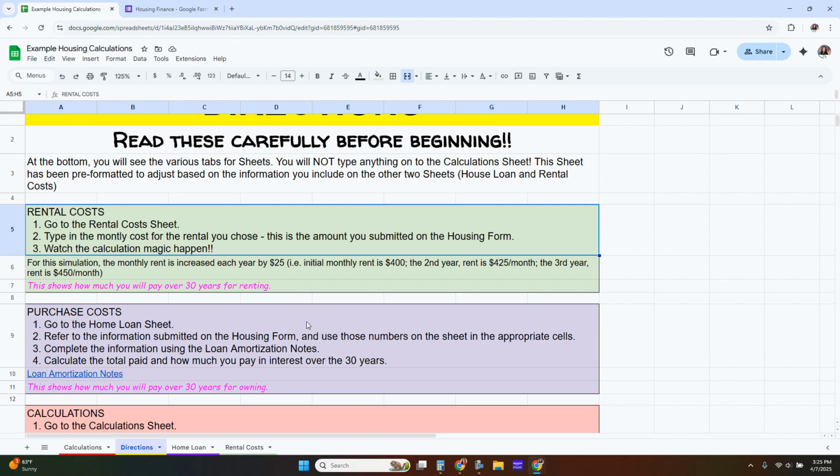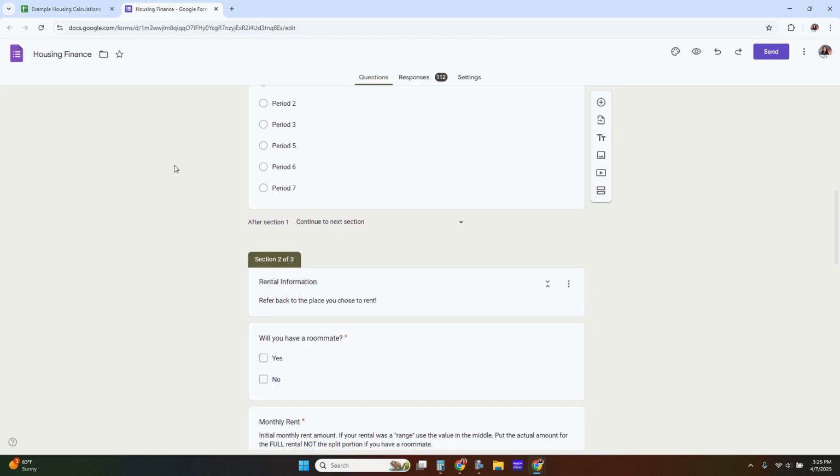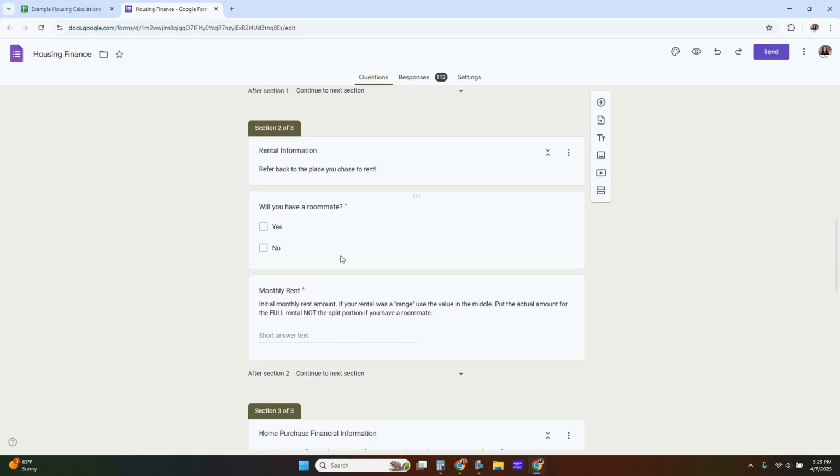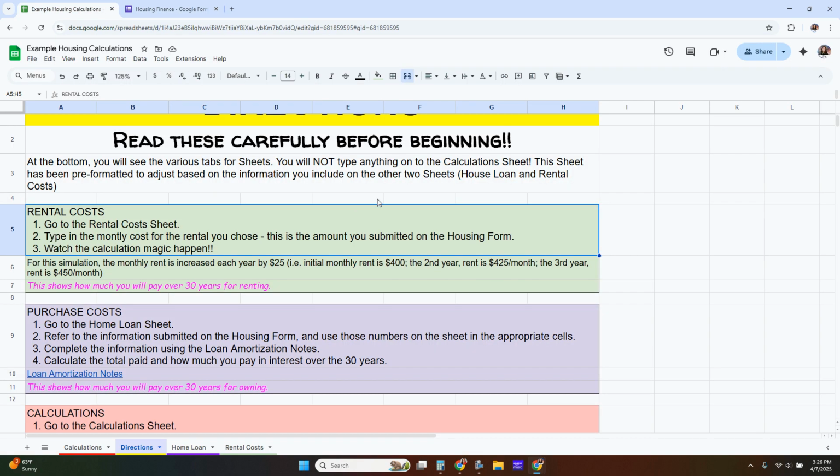Then you're going to watch the calculation magic happen. The housing form is this one here, where I asked, will you have a roommate and what is your monthly rent, include the full amount. The numbers you're typing in have to match that form, or all your calculations are going to come back as incorrect from what I have.